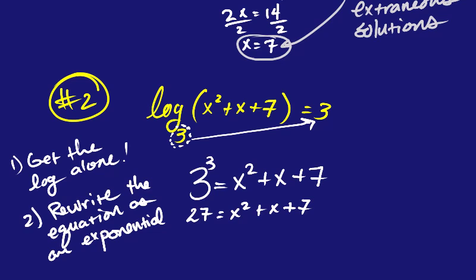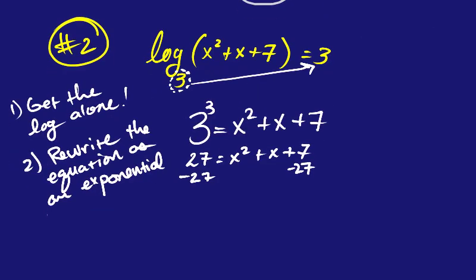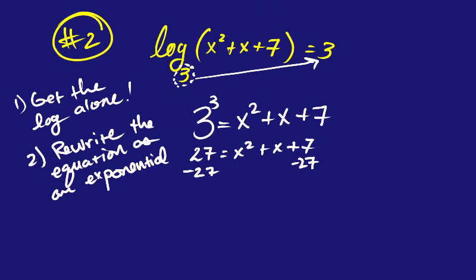And then if factoring doesn't work, you just do another method like the quadratic formula or completing the square. So let's try to factor it. I'm going to subtract 27 so that it's set equal to 0. And I have 0 equals x squared plus x minus 20.